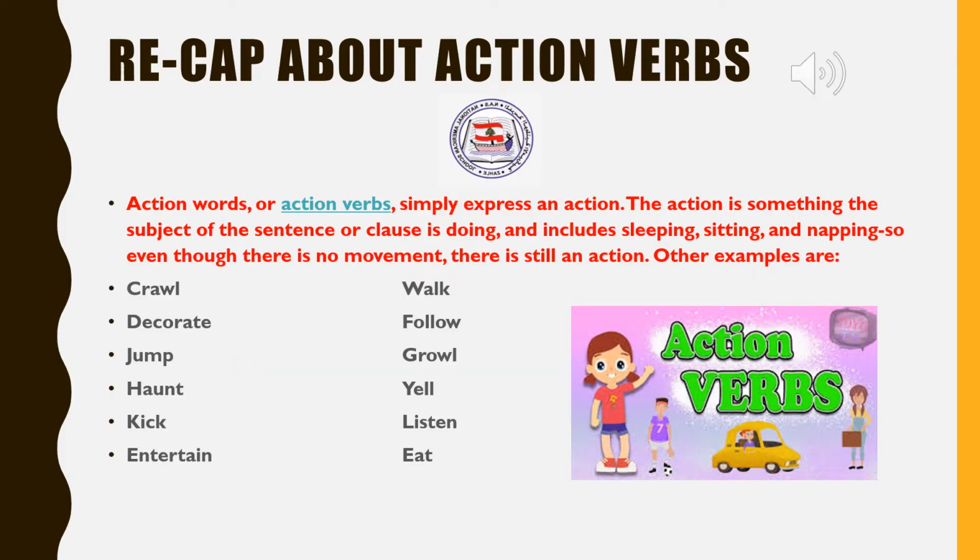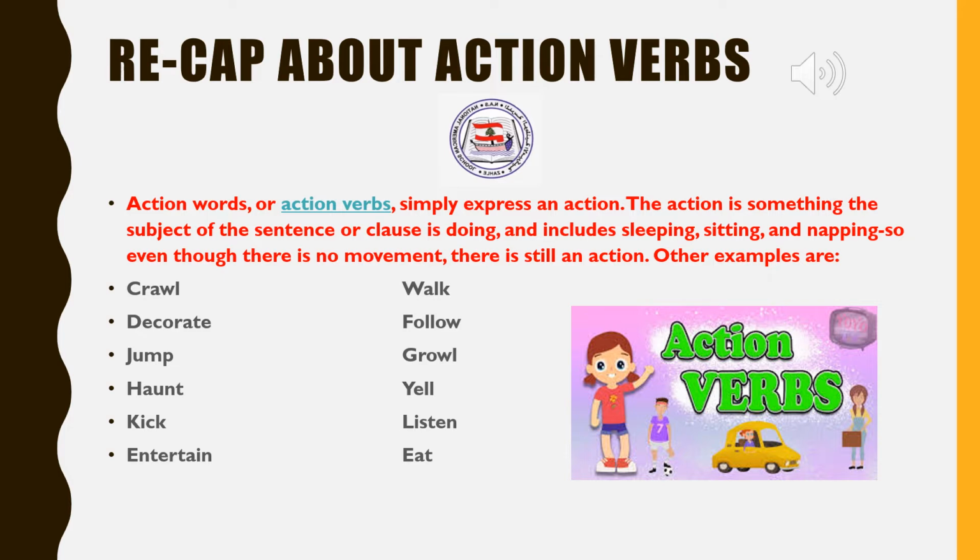Let's go ahead and do a recap about action verbs. What are action verbs? Action words or action verbs simply express an action. Jumping, standing, sitting. The action is something the subject of the sentence or clause is doing and includes sleeping, sitting, and napping. So even though there is no movement, there is still an action.